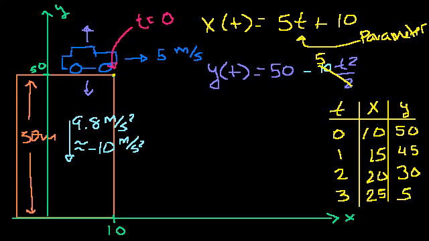So let's plot these points. So time is equal to 0. That's what we got right there. At time is equal to 1, we're at x is equal to 15. That's roughly, see, this is 5, 10, 15. Let me do all of them.